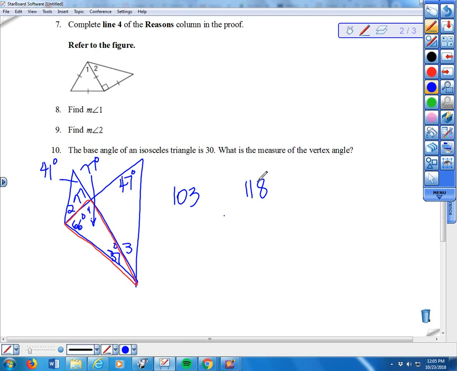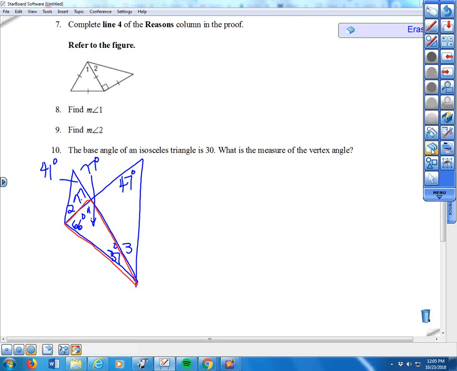Have I eliminated anything yet? That's not right. What did I do wrong? This angle is, what did we say, 77? Yeah. So this must be not 77. That would be helpful. I could actually do this right. Sorry. If that's 77, this must be 103.